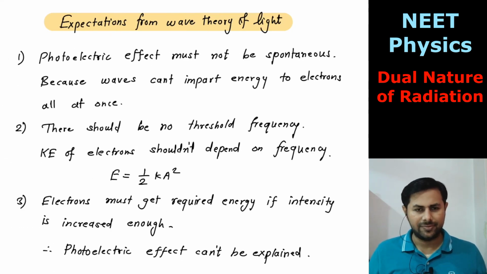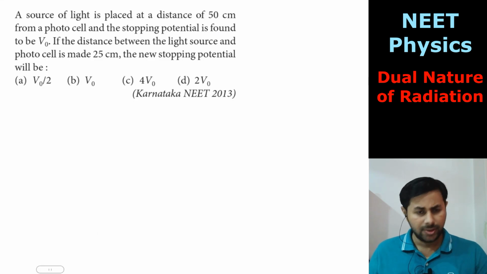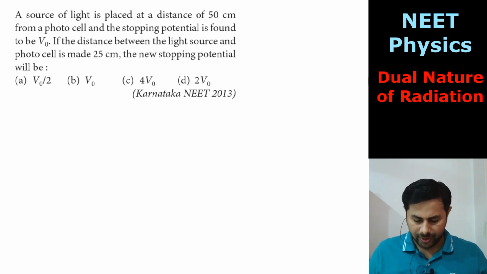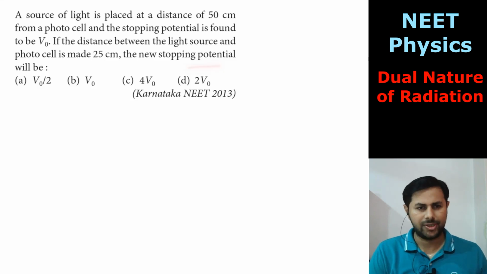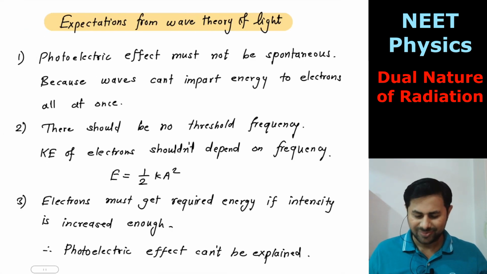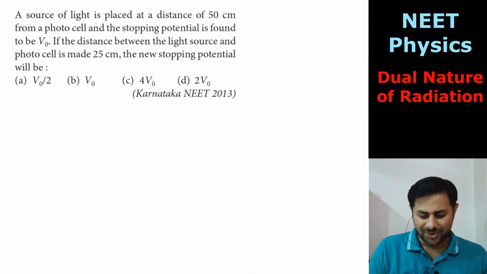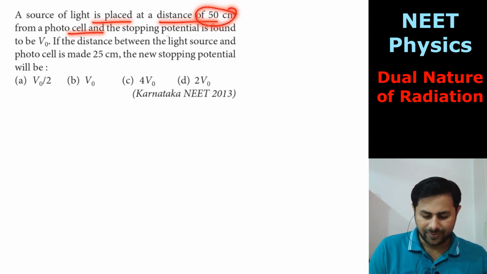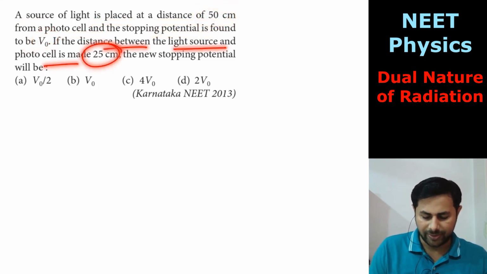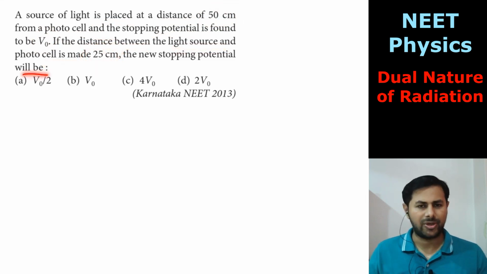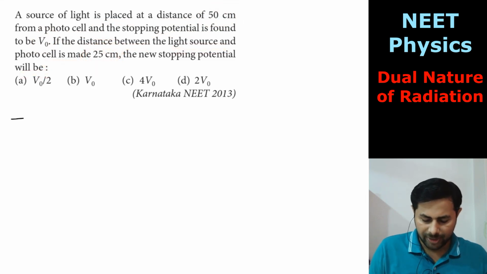Is this thing clear, everyone? So then let us discuss some problems just based upon this much theory. Then we'll come back to the photoelectric effect. Okay, let's see this one. A source of light is placed at a distance of 50 centimeters from a photocell and the stopping potential is found to be V naught. If the distance between the light source and photocell is made 25 centimeters, the new stopping potential will be. Tell me.